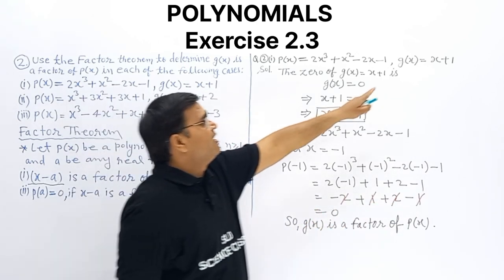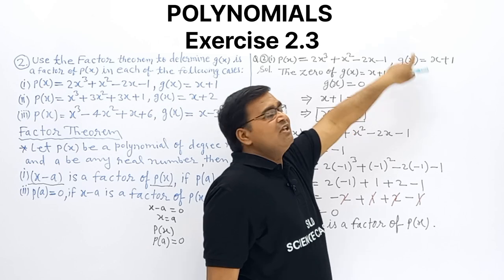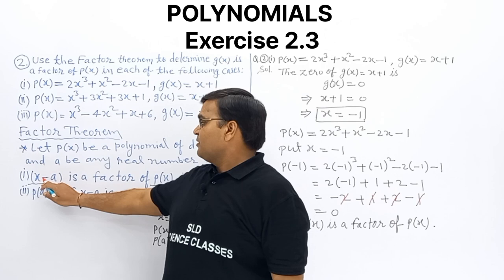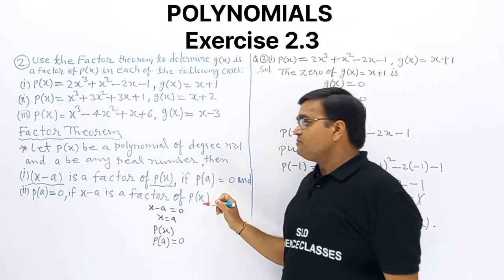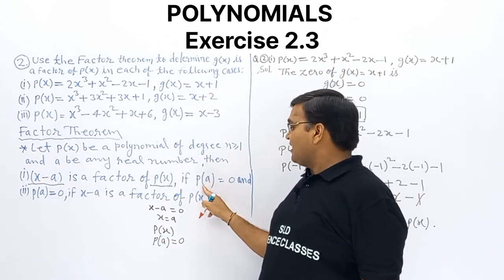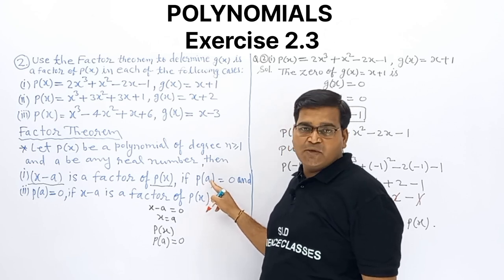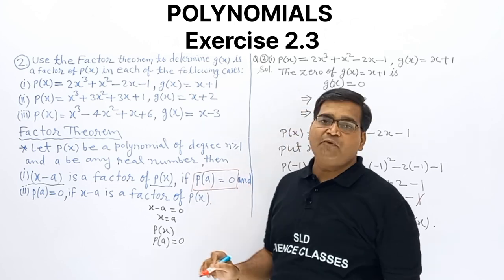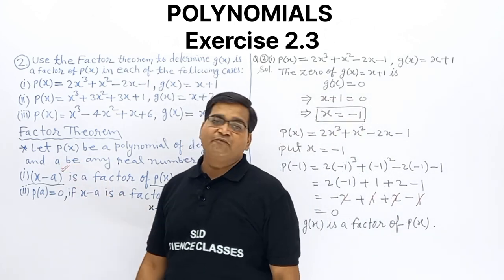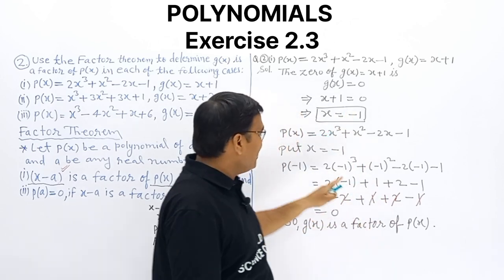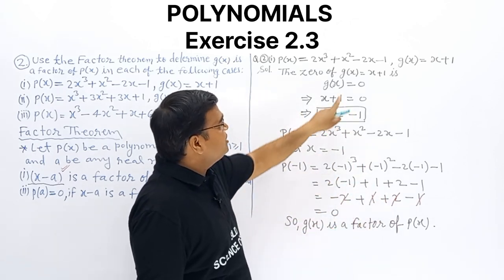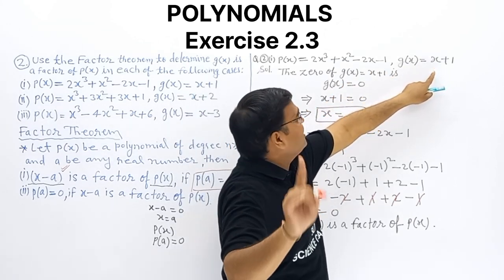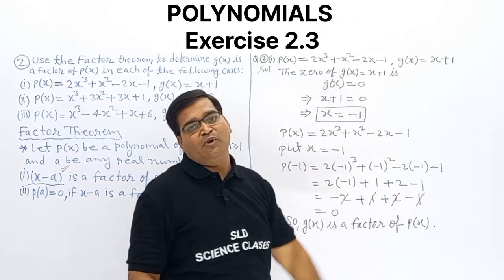So once we put this factor's 0 in the given polynomial, we are getting 0 like this. Once we put the factor's 0 in the polynomial and we obtain 0, then what can we say? This will be a factor of p of x. So we are getting 0. So what can we say? This g of x equal to x plus 1 is one factor of this polynomial.